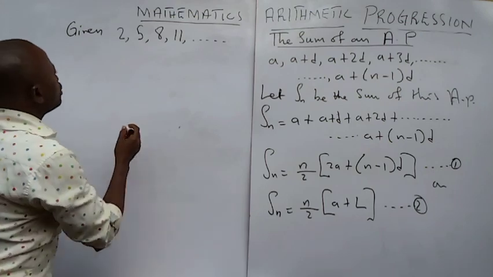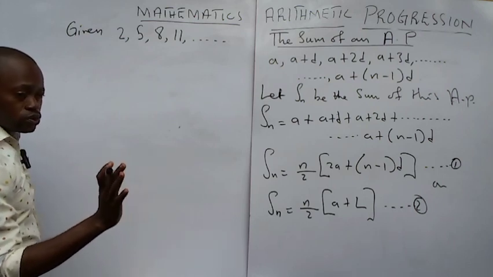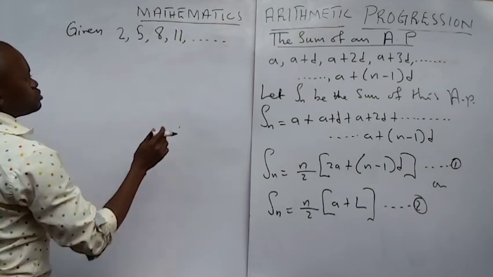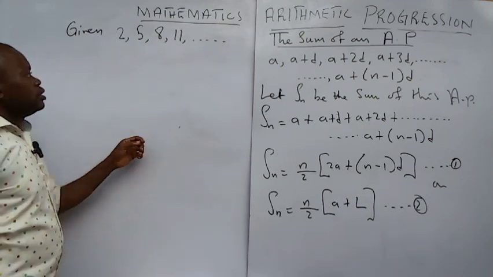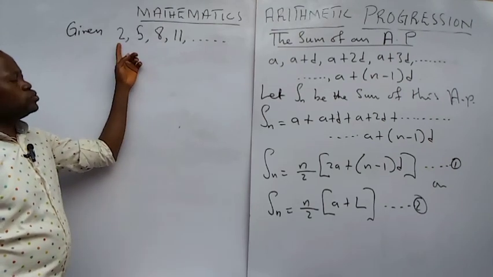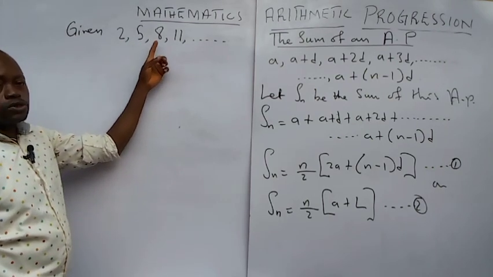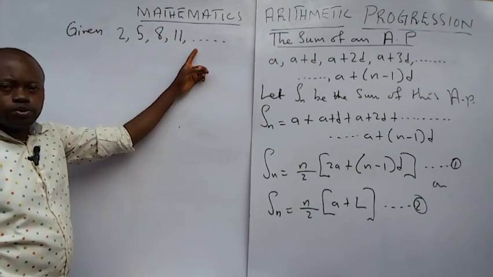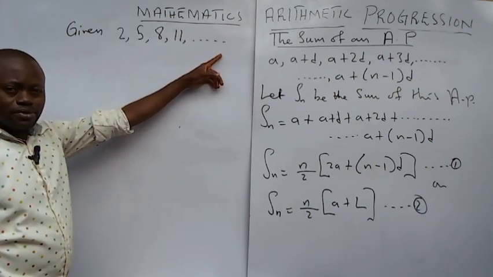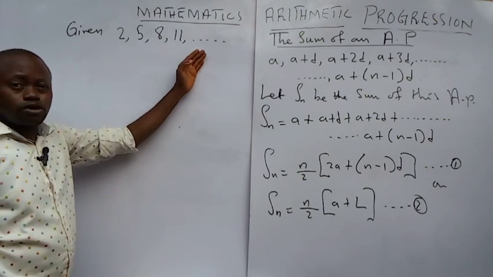And the first 4 is what we have. Assuming the question asks you to find the sum of the first 20 terms. What does that mean? This simply means you are being requested to find the value you will get when you add 2 plus 5 plus 8 plus 11 plus what will be next, plus what will be next, until you get to the 20th term. Do you get the meaning of this? That's what it means. You are being requested to find that summation.